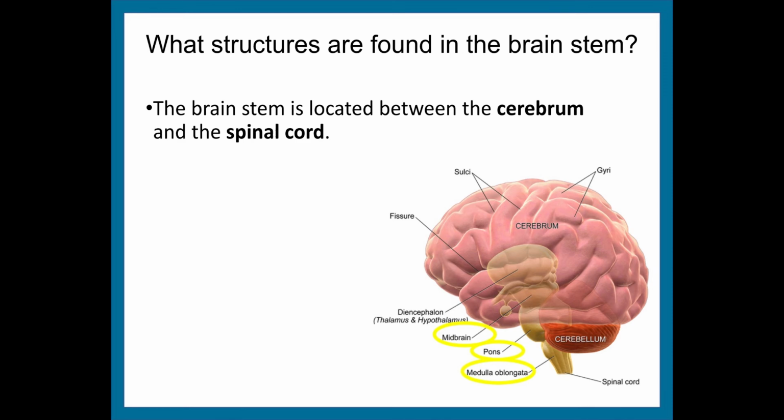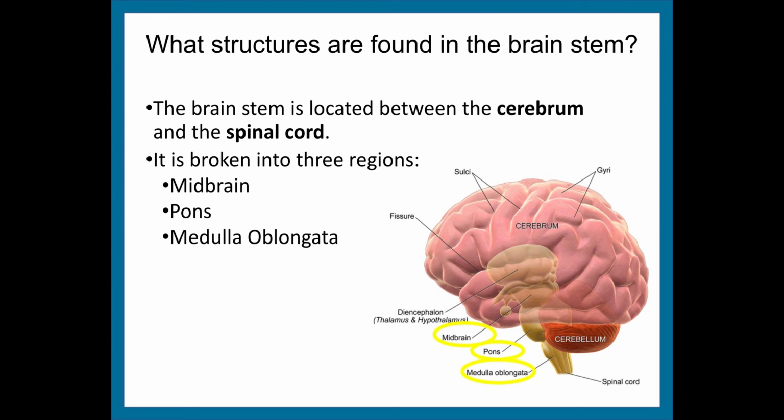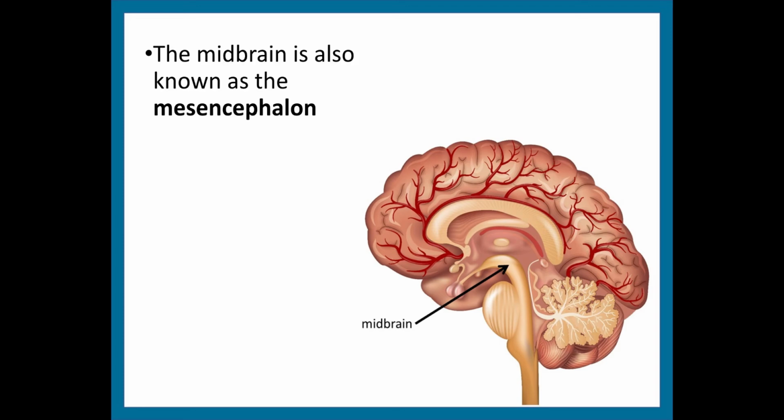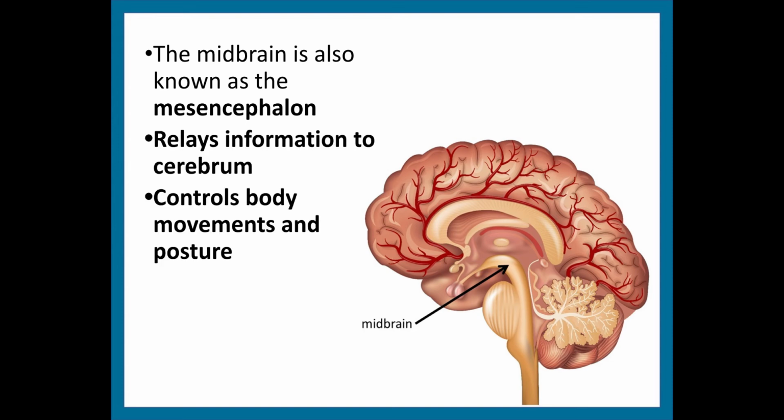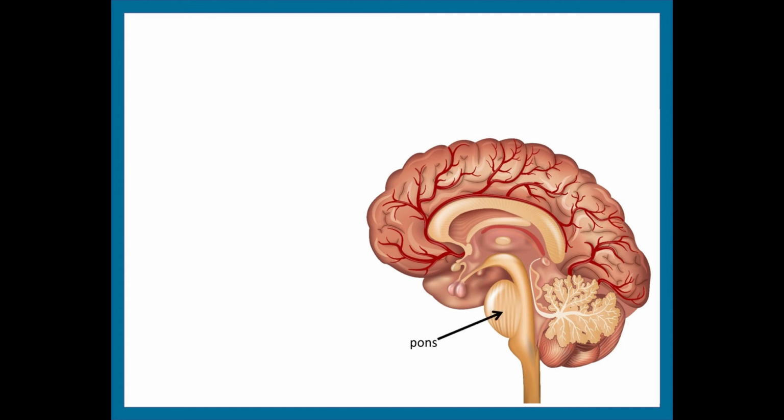Okay, so now let's talk about the brainstem. The brainstem is located between the cerebrum and the spinal cord, and it's broken into three regions: the midbrain, pons, and medulla oblongata. So the midbrain is also known as the mesencephalon, and it relays information to the cerebrum. It also controls body movements and posture.